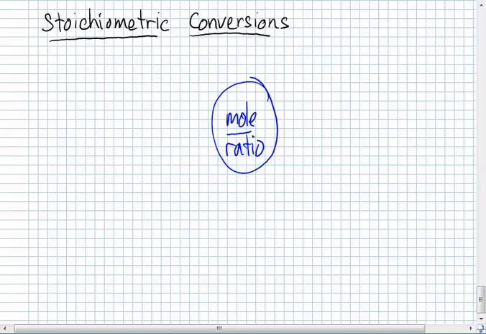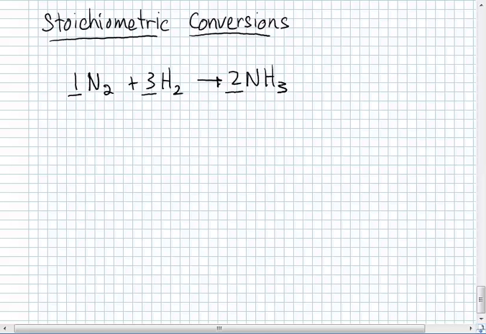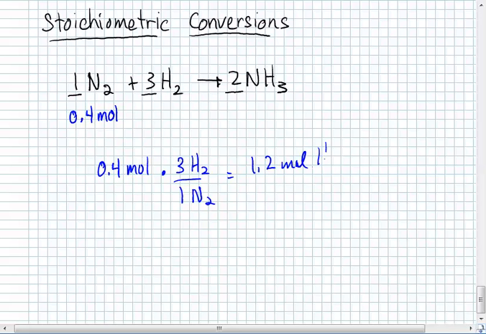Okay, so I said that the mole ratio came from a balanced equation. Let me show you what I'm talking about here. Here is a balanced equation, and if I knew, for example, that I had 0.4 moles of nitrogen gas, the mole ratio between nitrogen and hydrogen is a 1-to-3 ratio. And so if I had 0.4 moles of nitrogen, I would need 1.2 moles of hydrogen. And so this works like any other conversion factor where my units cancel out like that. So I would have moles of hydrogen.